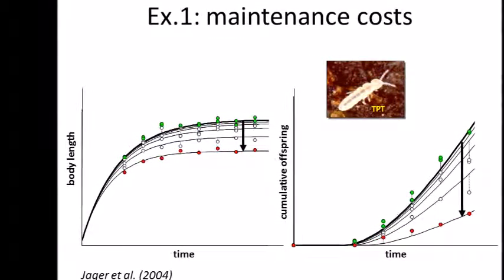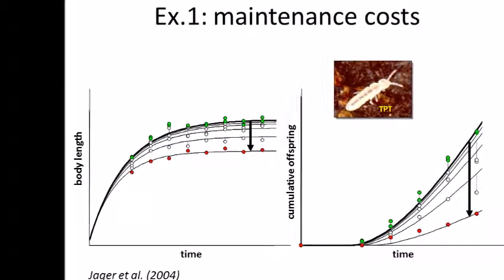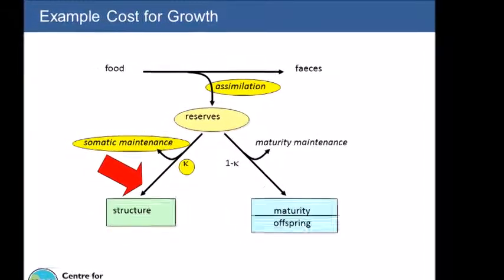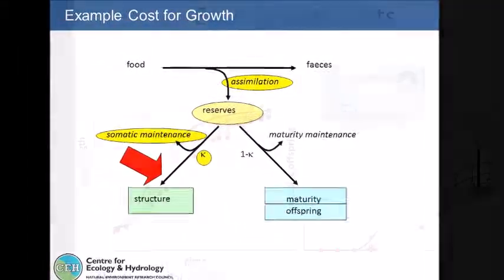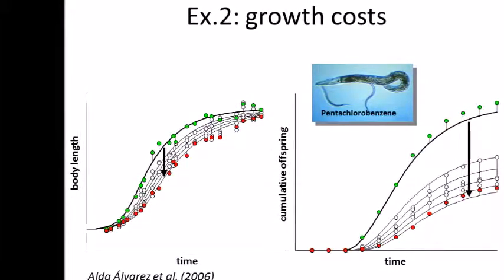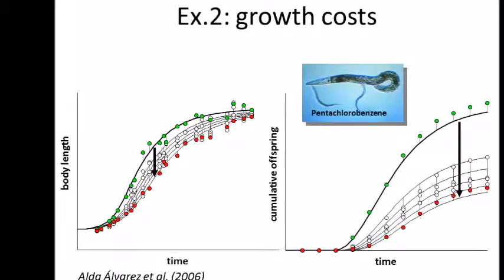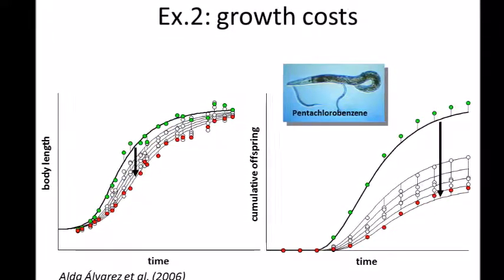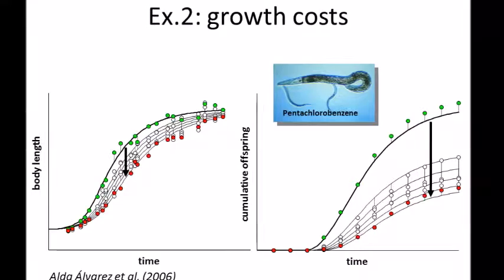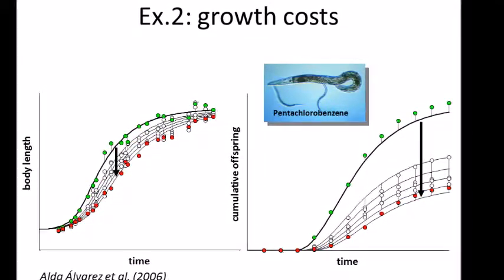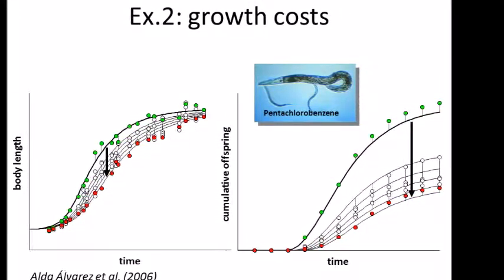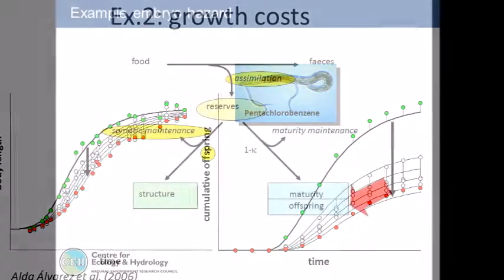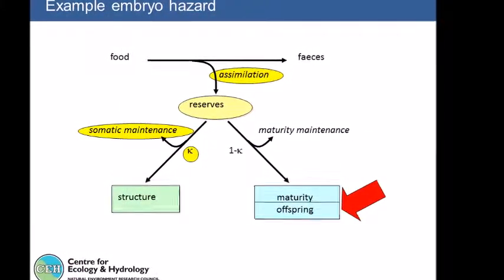You can also affect maintenance. Basically, you see a different pattern emerging. So the species will grow to the same final length, only it will take longer because it needs more time to generate the same type of energy. And again, the cumulative offspring is impaired. And the final example that I'm going to show is for embryo hazard.